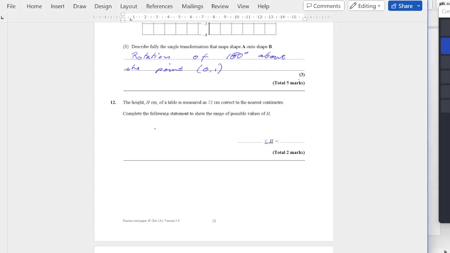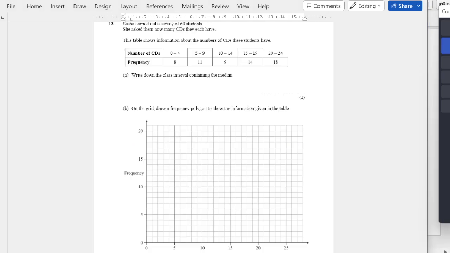So if it's been rounded to 72, then that means it's been rounded there instead of 71 or instead of 73. The smallest value that would be rounded to 72 is 71.5, and the largest one would be 72.5, although technically we'd round that up, so we show that with the inequality symbols. So 71.5 and 72.5, and arguably we can put centimeters in, and there we go.